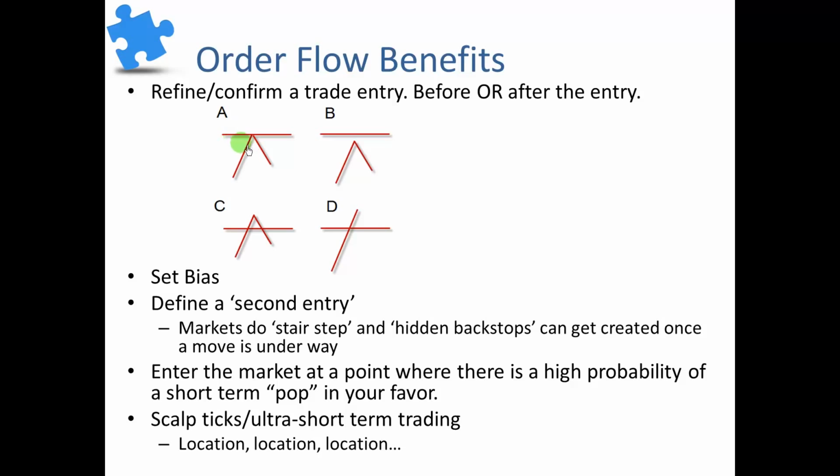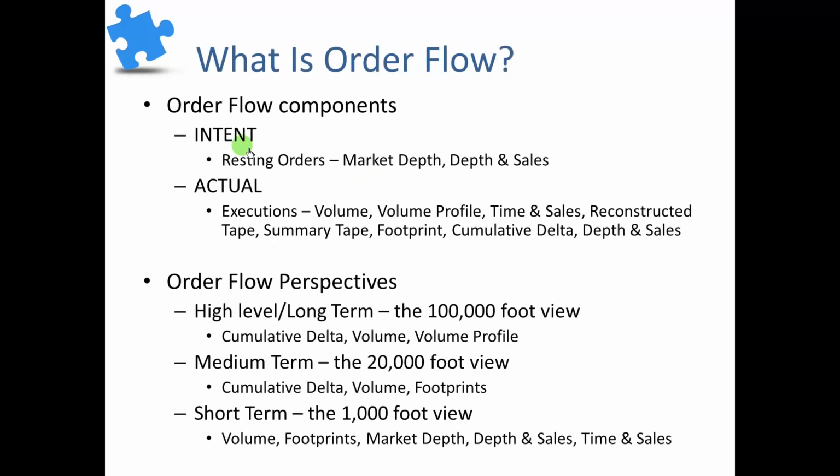Okay, so those are the benefits that we expect to get from order flow. But what is order flow anyway? There are two main components to order flow. The intent is what people say they are going to do, and the actual is what actually happens, what actually trades. So those are the two main components.